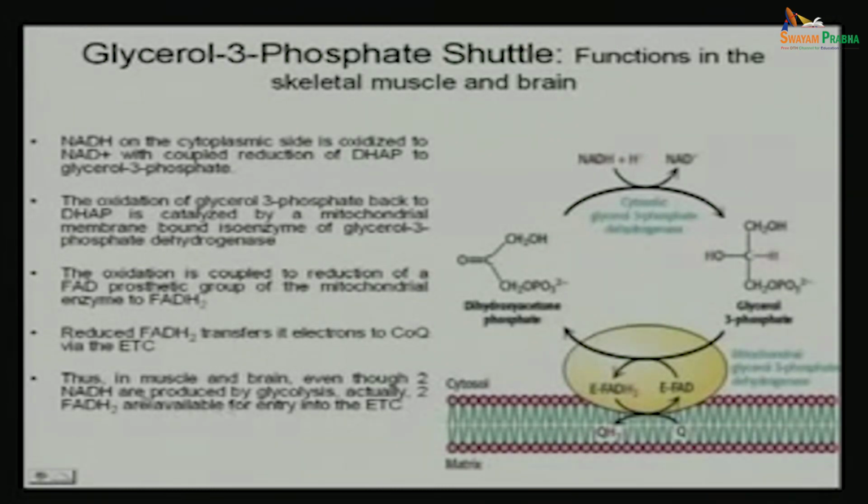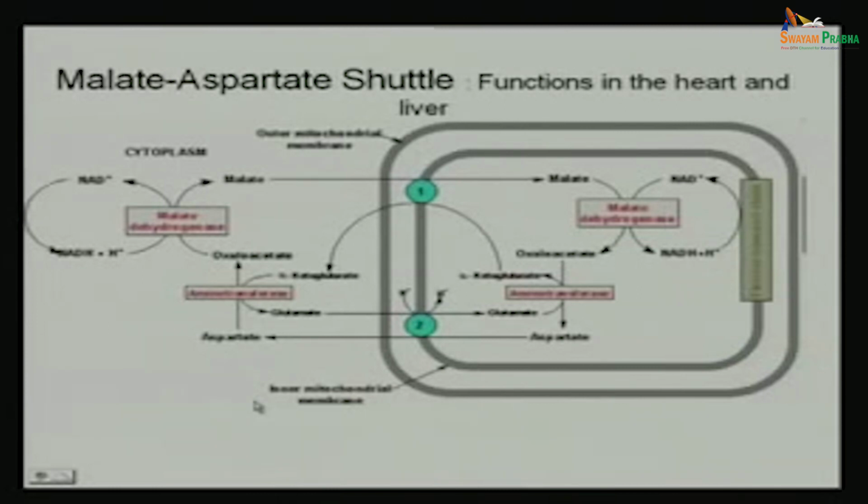And this way it helps the supply of electrons to the electron transport chain. Thus in muscle and brain, even though 2 NADH are produced by glycolysis, actually 2 FADH2 are available for entry into the electron transport chain.